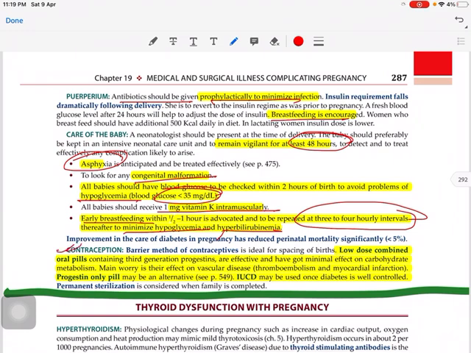Now how will we use contraceptives? We can give low dose combined OCPs, oral pills, but they have an effect of vascular disease like thromboembolism and myocardial infarction. OCPs are also effective and they have minimal effect on carbohydrate metabolism, but due to vascular side effects they can be a problem. So we might also use progestin only pills, and IUCD is also used once the diabetes is well controlled. Thank you.